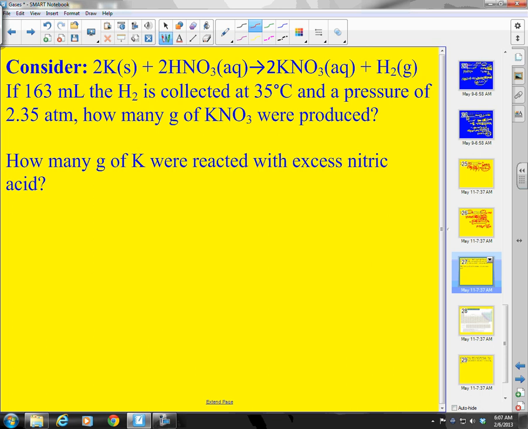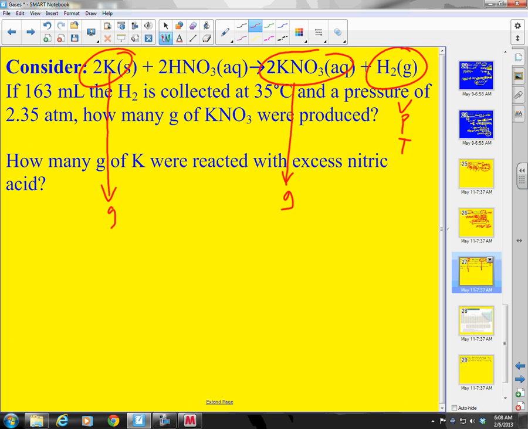Yikes! What's this? Looks like a reaction, and it is. If 163 milliliters of H2 is collected at 35 degrees and a pressure of 2.35 atmospheres, how many grams of this stuff is produced? Okay, so I got some information on this, right? I have volume, I have pressure, and I have temperature. And I want to know some information on this. I want to know grams of that. And then I also want to know grams of that.